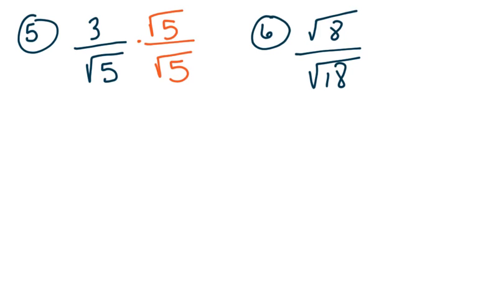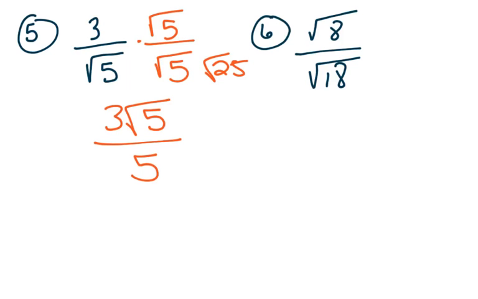On our answer on here, we have a 3 on the outside, a 5 underneath the square root, so they stay separate, just next to each other because they were multiplying. And on the bottom, the square root of 5 times the square root of 5 is the square root of 25, which just simplifies to 5. This one's nice and easy because it's all done. Nothing else simplifies.